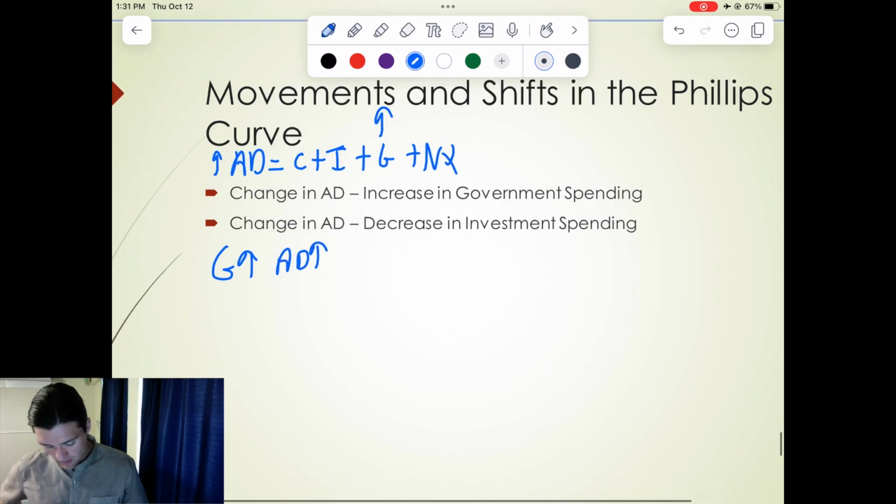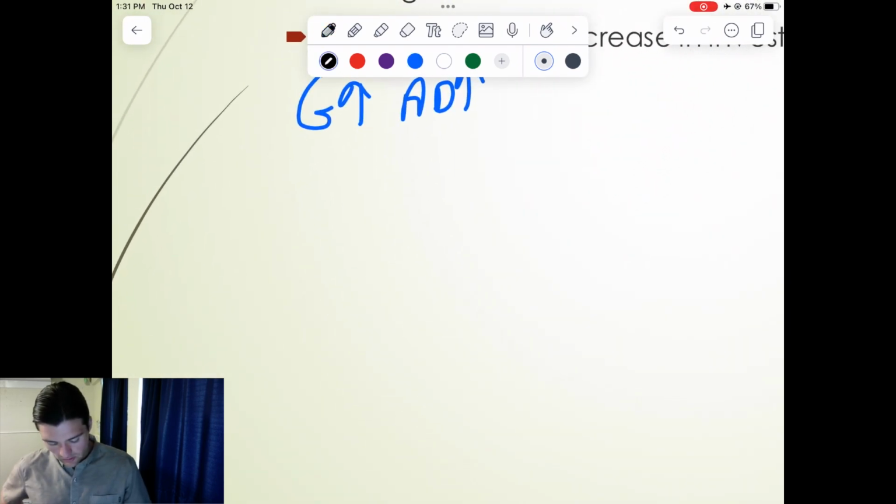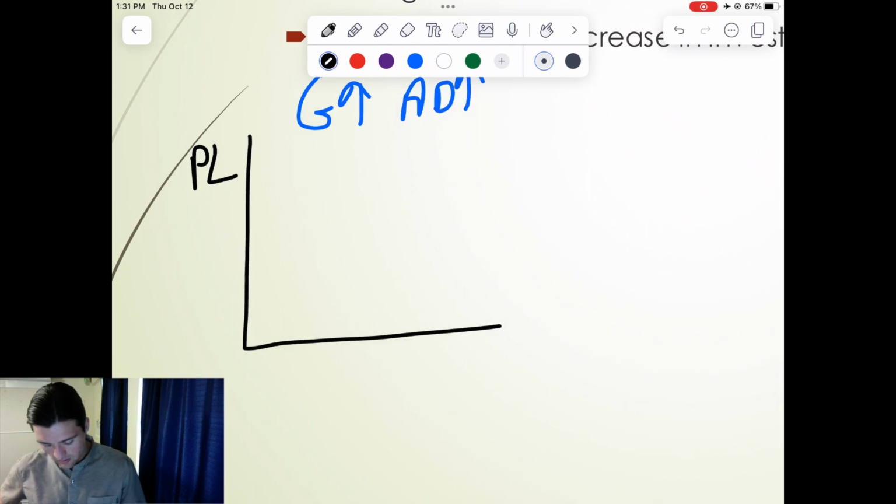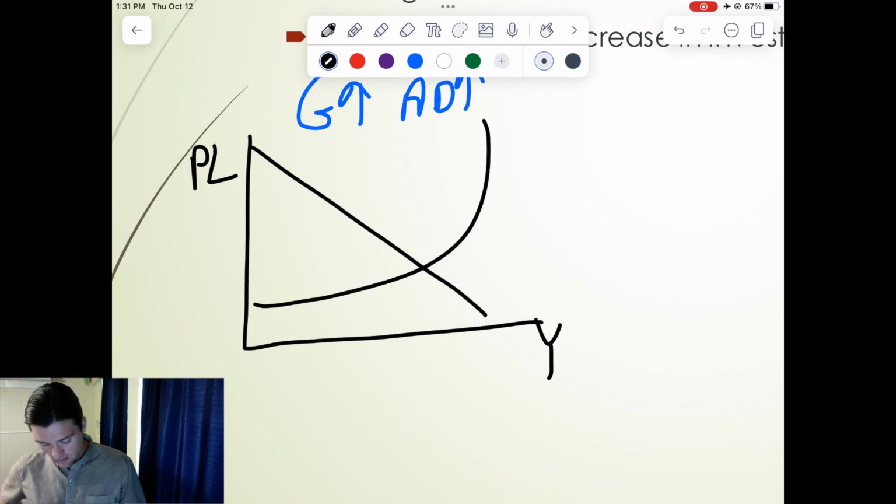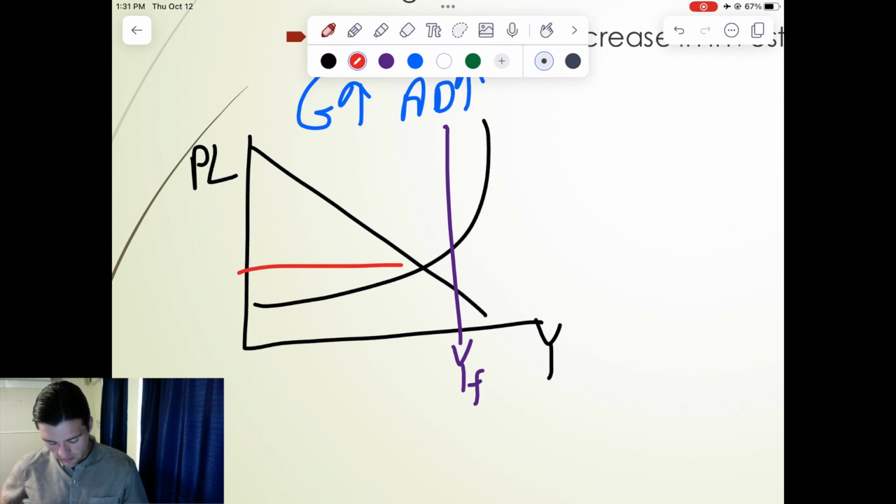So if we were on our graph here, and we were in a recessionary gap, so YF, and this is your current, and we were to increase government spending, this would increase the aggregate demand.